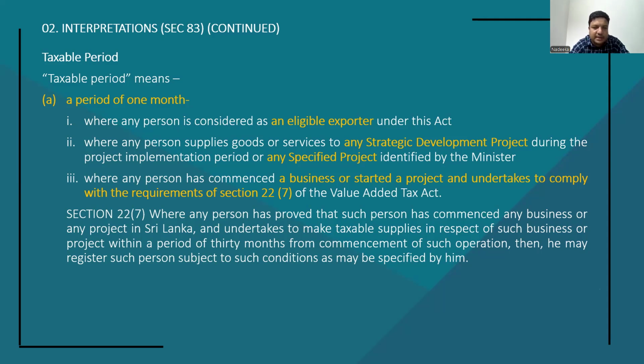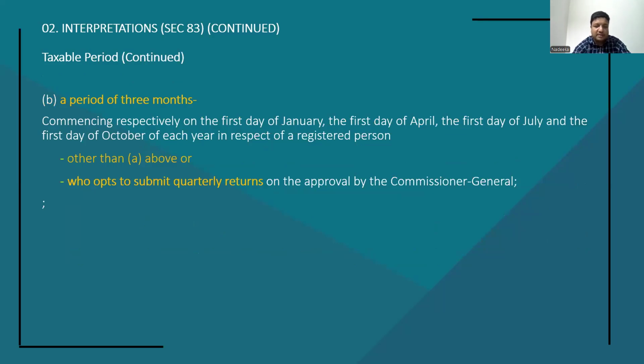Then he may register such person subject to such conditions as may be specified by him. So this is also a special registration. Even before you make taxable supplies, you are entitled to get this registration. So there will be a lot of conditions and requirements to satisfy. But anyhow, if you get this registration under Section 22(7), the applicable taxable period to you is the 1 month taxable period. Right. That's about the 1 month taxable period.